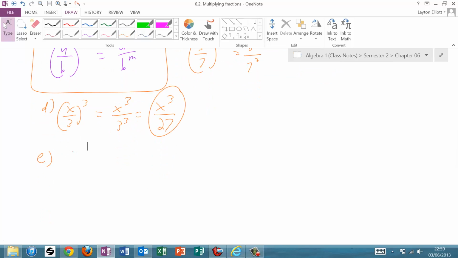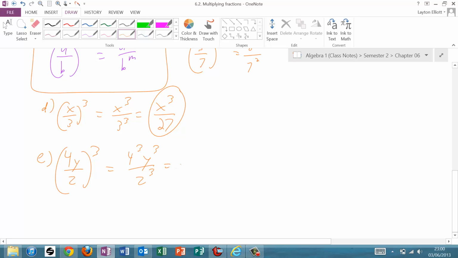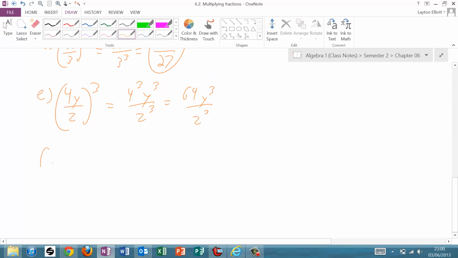Another last one before we get to this worksheet that you guys are looking at is 4y over z to the third power. That is the same as 4 to the third, y to the third over z to the third. And 4 to the third is 64. And I have y to the third over z to the third. Okay, one more, I lied.